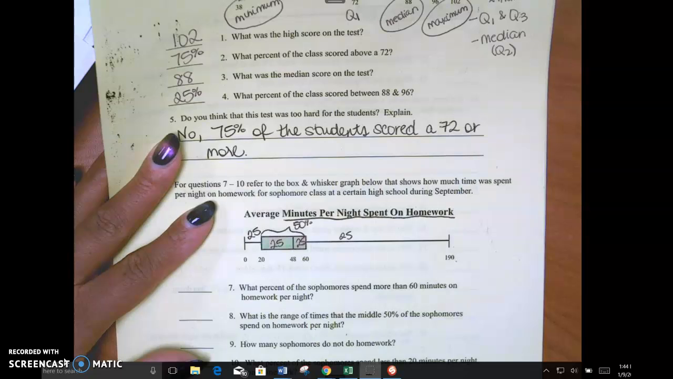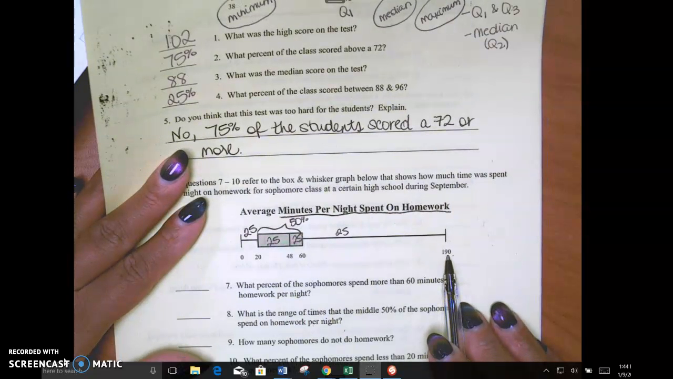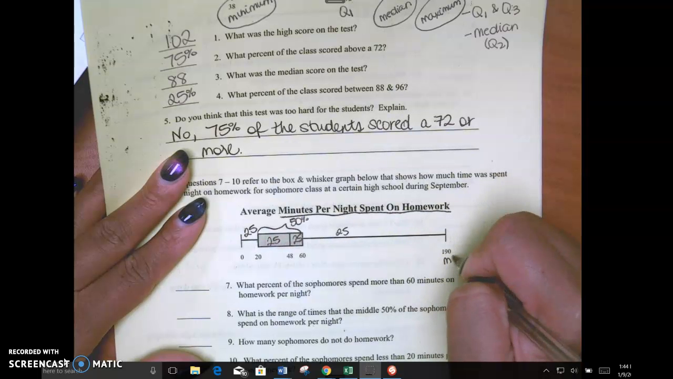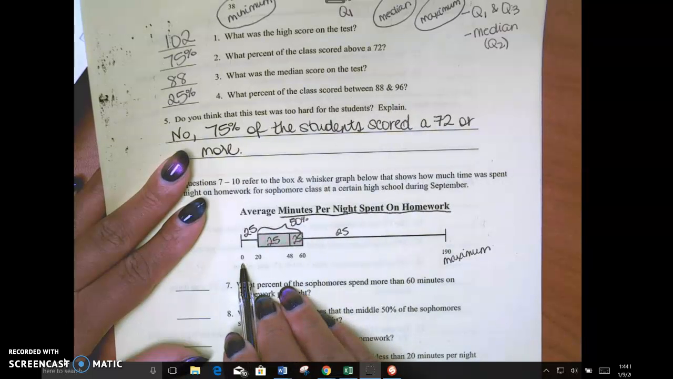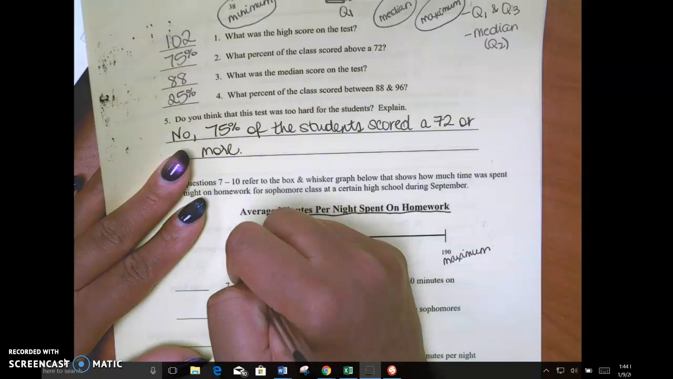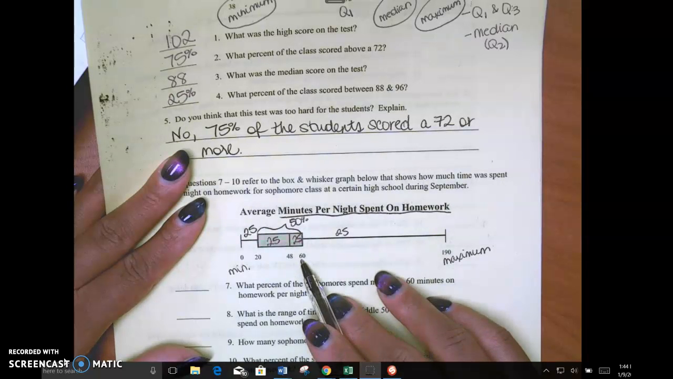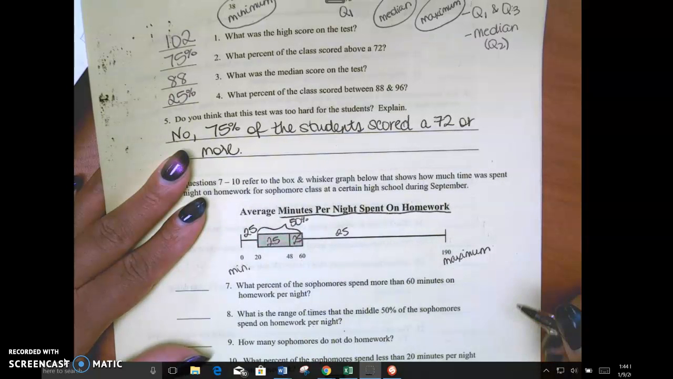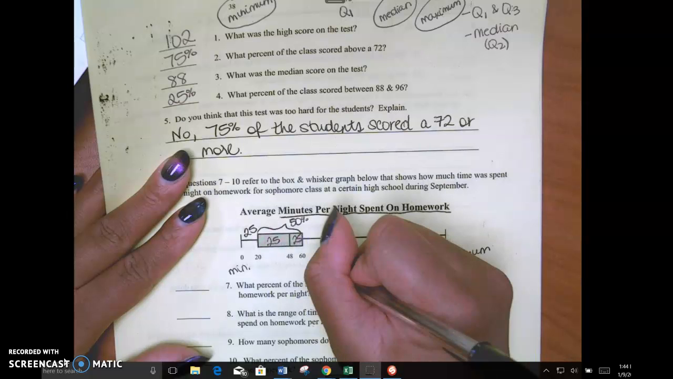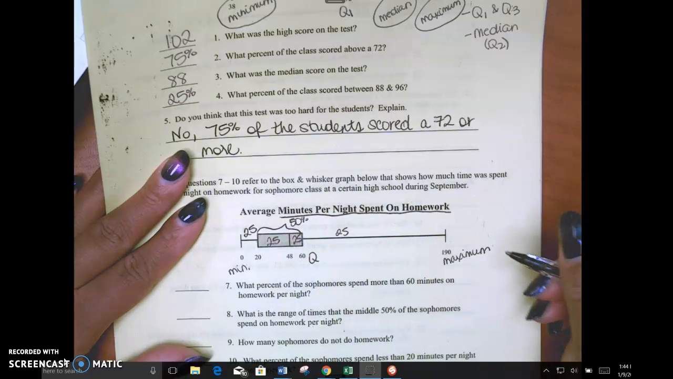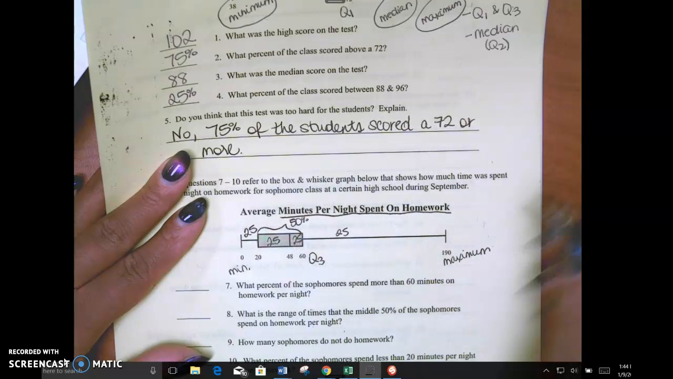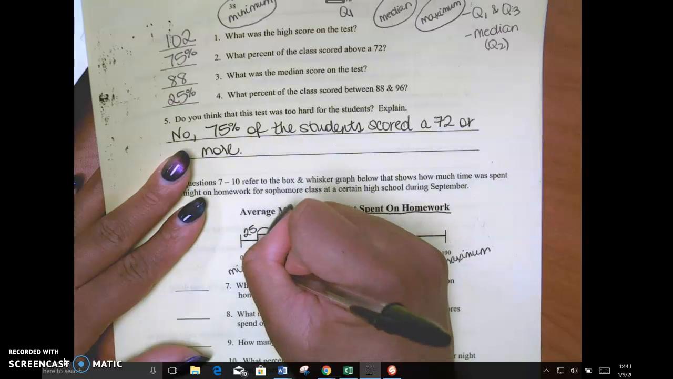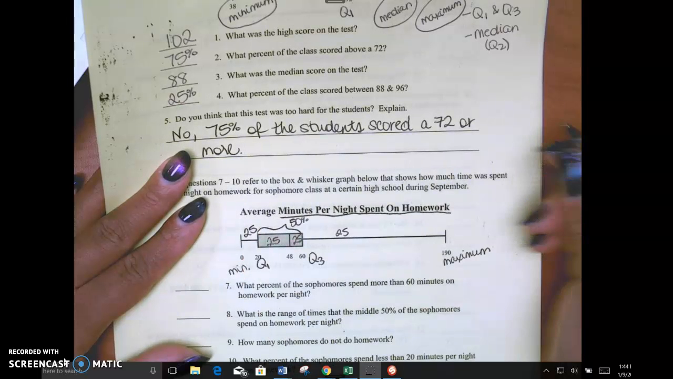Okay? What's 190? The highest, which is called the maximum. The lowest is 0, the minimum. What is 60? The median. No. Q3. What is 20? Q1. What is 48? Median.